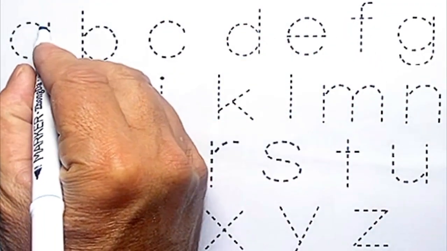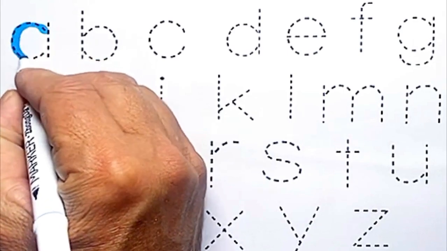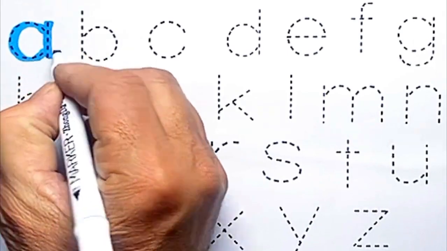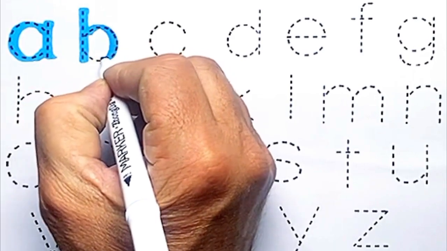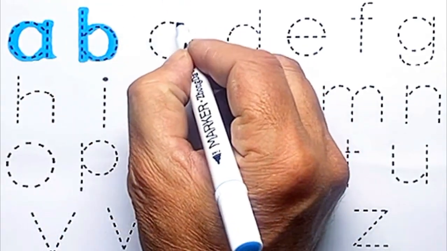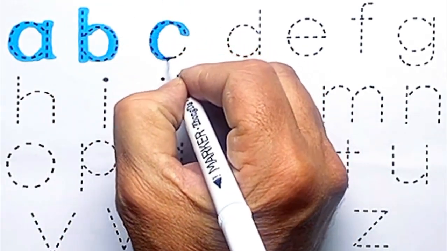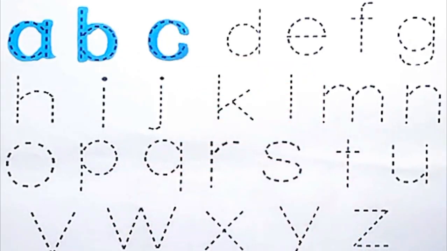A. Blue color. A. A for apple. B. B for banana. C. C for candy.